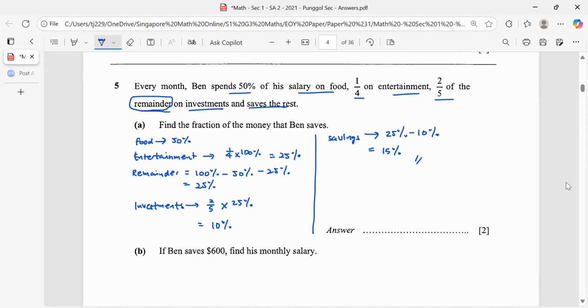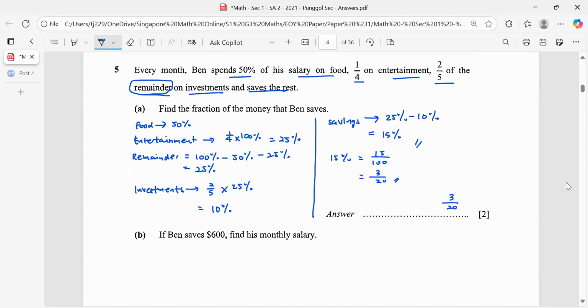However, the question wants us to find it in a fraction. So 15% is 15 out of 100. Let's put these values into our calculator and we will have it right away in simplest form. Okay. Now, let's take a look at part B. So part B mentions that if Ben saves $600, find his monthly salary.